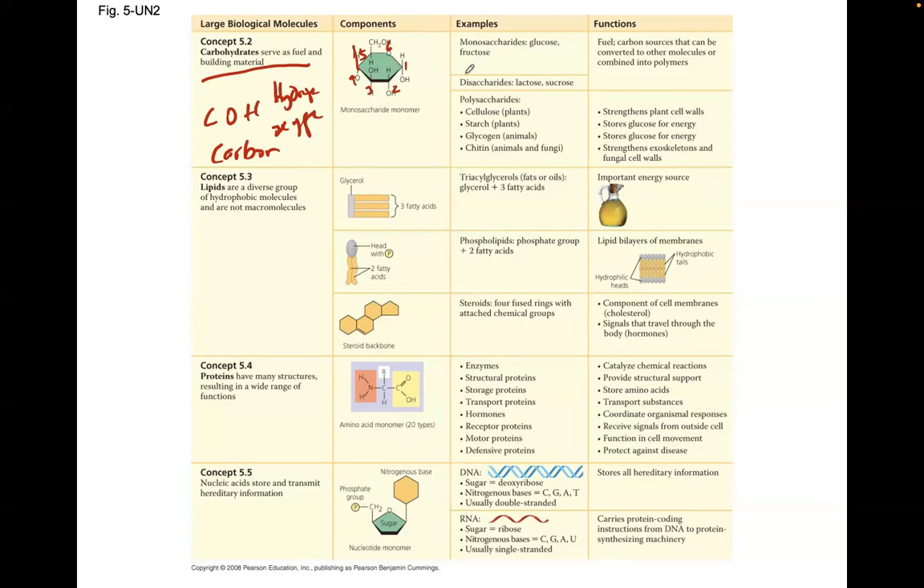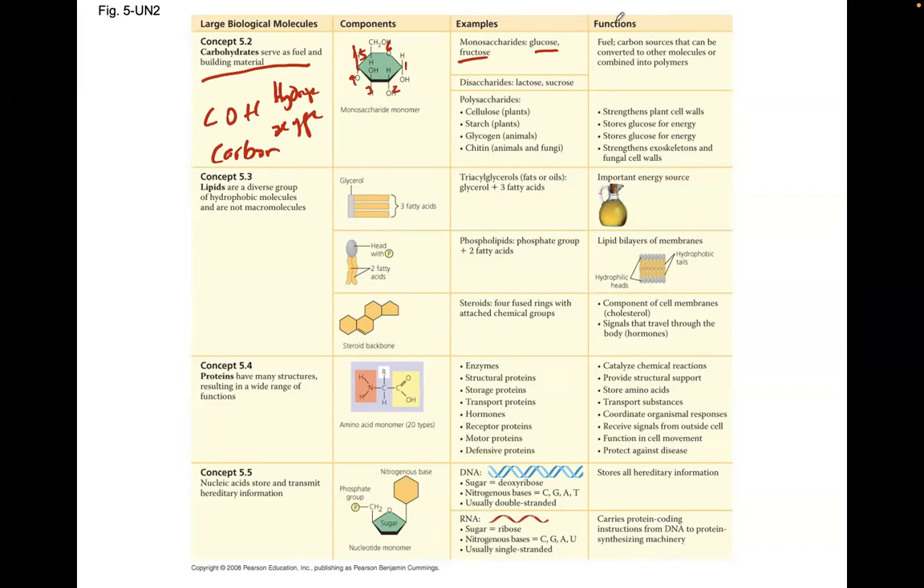So monosaccharides, glucose or fructose. The monosaccharides, the simple ones, are glucose, in the normal breaking down of food in a human being, and fructose, the sugar found in fruits. Disaccharides are lactose and sucrose, and polysaccharides are cellulose, starch, glycogen, and chitin.